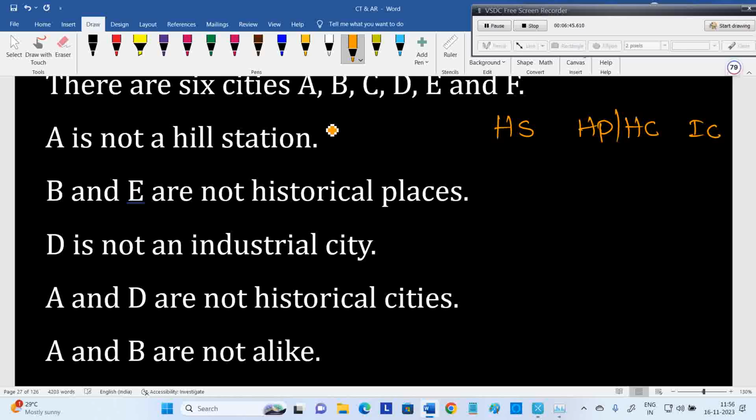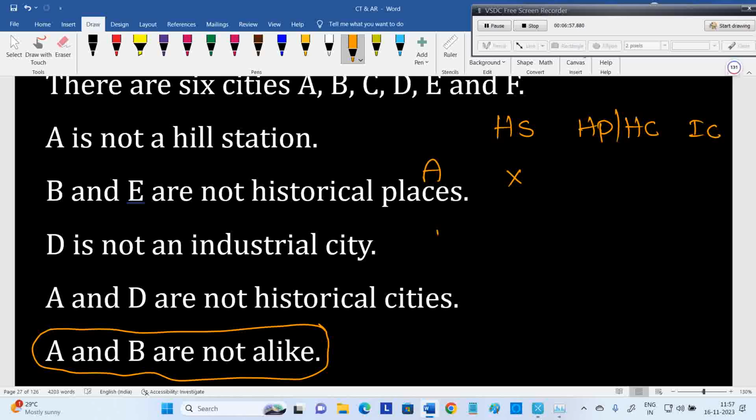But one thing they're given is A and B are not alike. So they are different. A and B are going with different things, right? So A is not hill station. And B and E do not come under historical places. D is not industrial city. A and D also do not come under historical cities or historical places. Among A, B, C, D, E and F, we don't have clarity regarding C and F. There is no data regarding C and F.